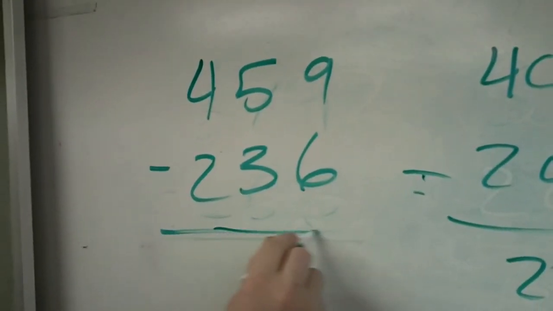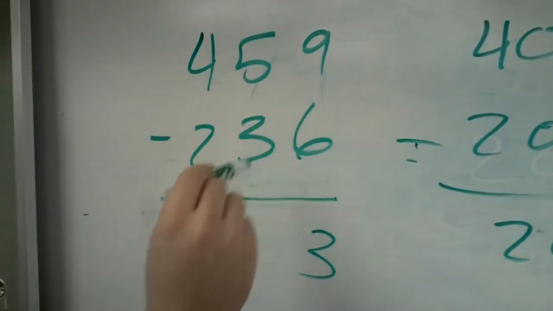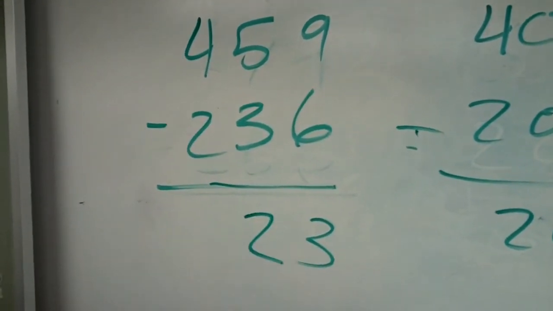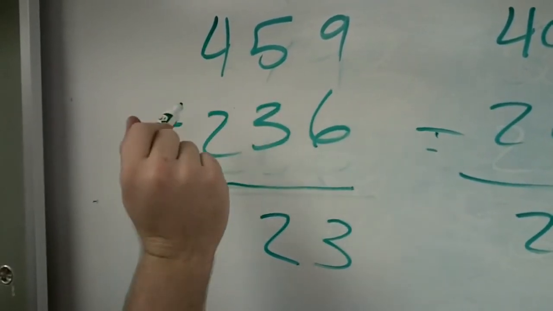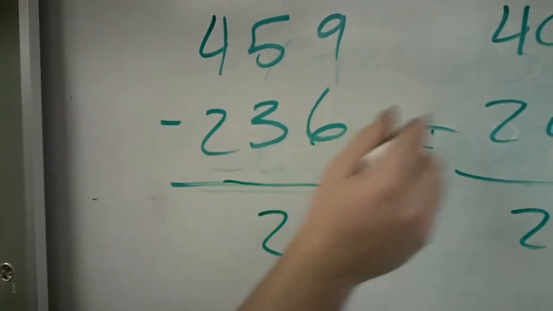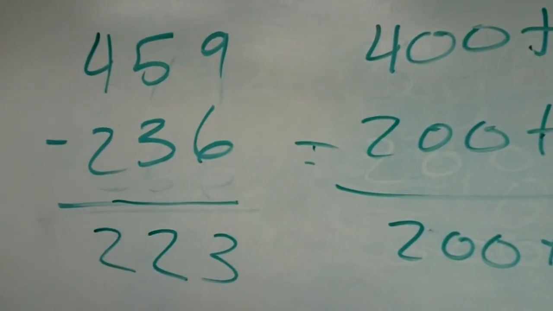Okay, so we can look at it in the traditional way. 9 minus 6 is 3. It's our ones column. Tens column, 5 minus 3 is 2, but the same thing as 50 minus 30. 4 minus 2 is the same thing as 400 minus 200 that we did here. And we get 2, so 223.